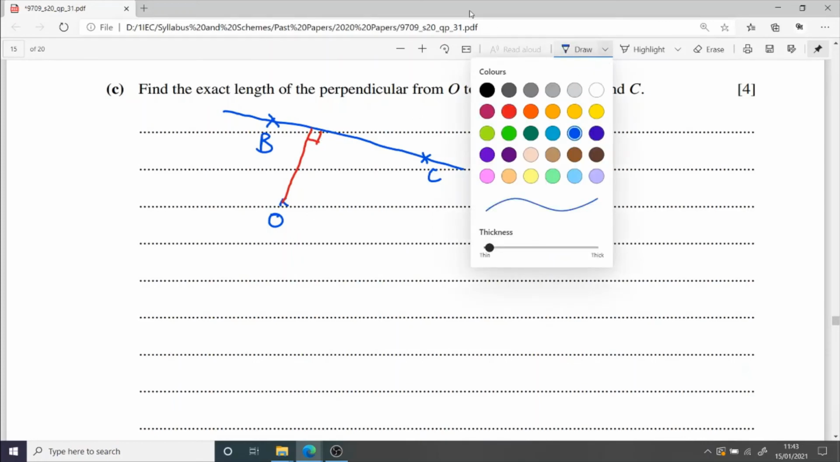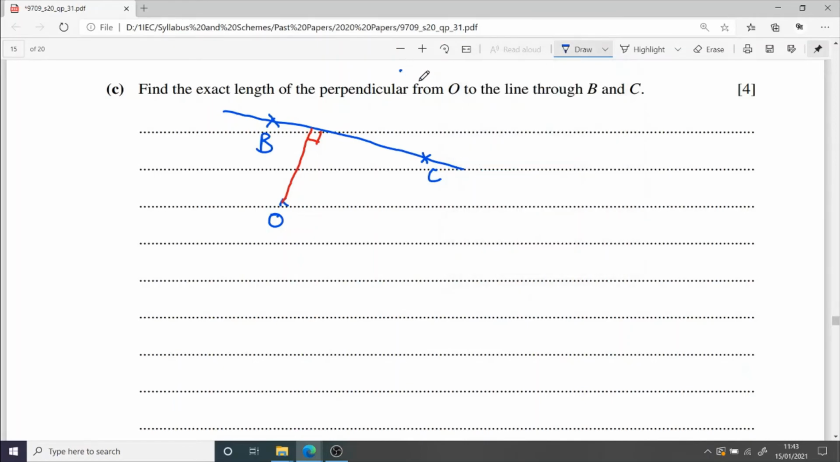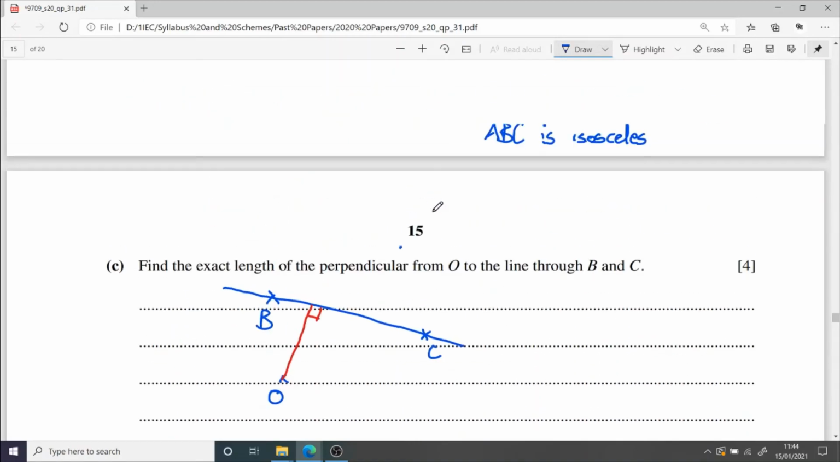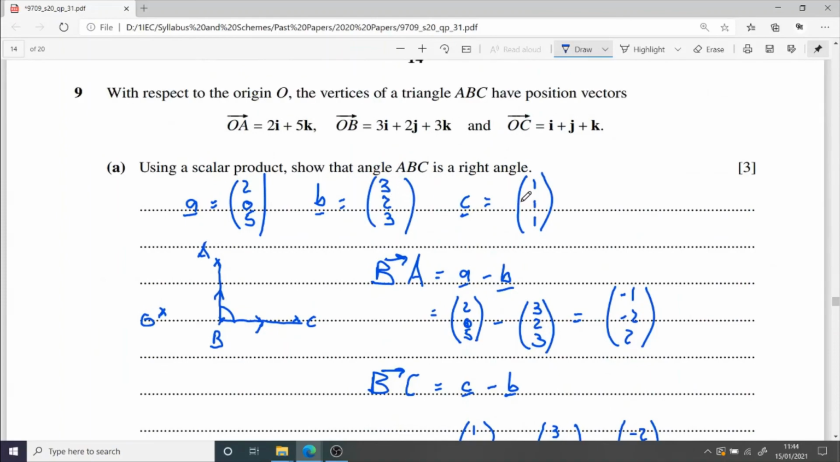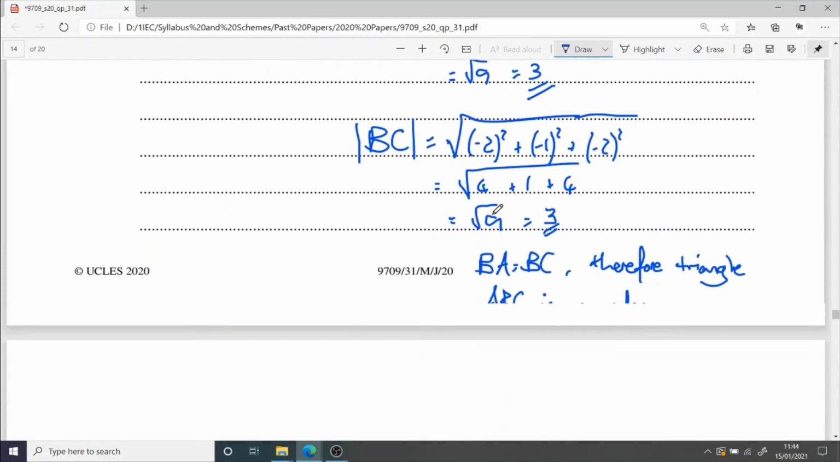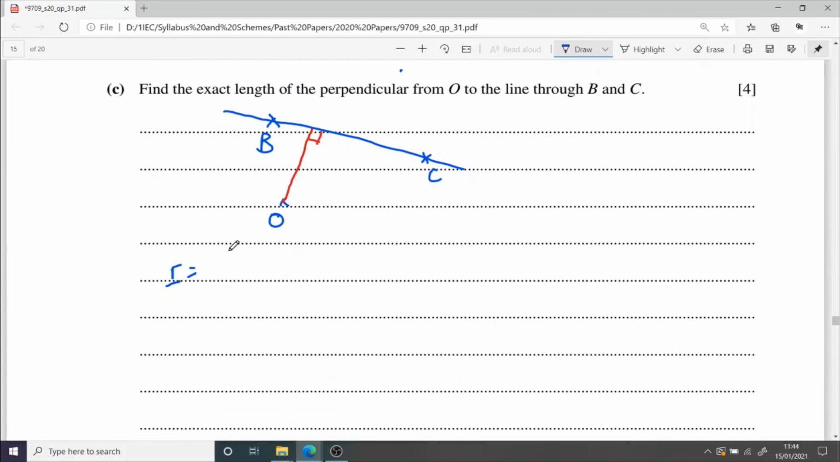Okay. So first of all, we need an equation for the line going through B and C. That is not just the vector BC. We need the position vector of a point on the line and then a scalar multiple times by the directional vector going through BC. So we're going to use either the position vector of B or the position vector of C. We'll pick whichever one seems simplest. Let's just have a quick look at those again. So B was 3, 2, 3, C was 1, 1, 1. Looks to me like C might be the easier one to pick, although it doesn't matter.